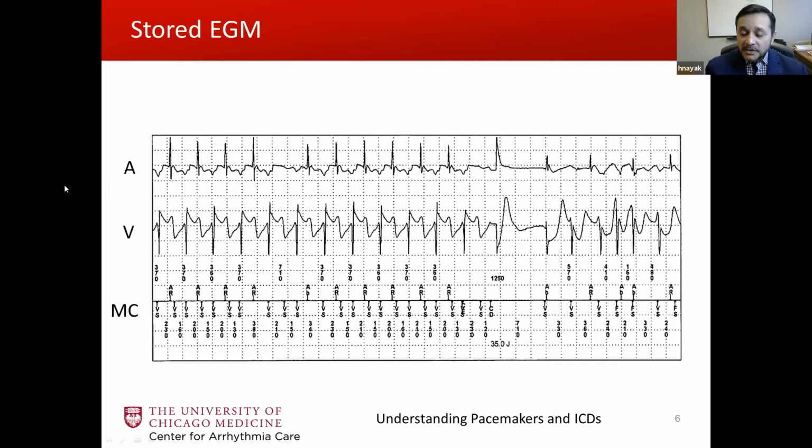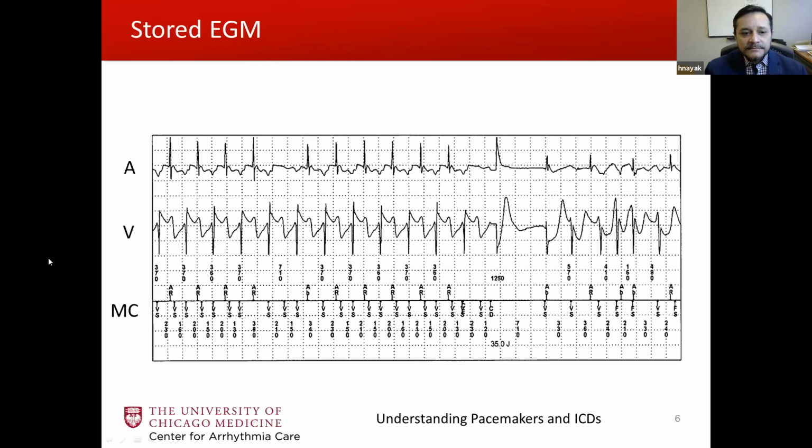So I'm going to take a look at this closely. Just to go over, A represents what's going on in the atrium, V represents what's going on in the ventricle, and MC stands for marker channel. Once again, this is what the device is seeing and interpreting. So you can see here, these are sensing here, sensing here, sensing here. And here's the shock that's delivered.